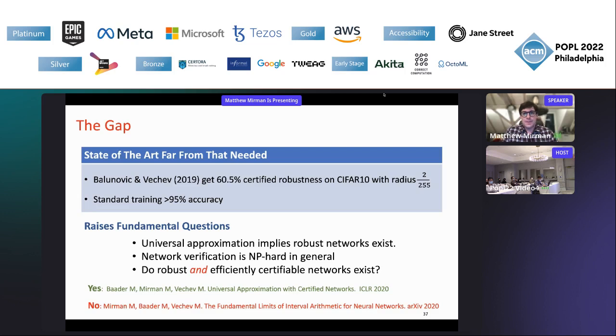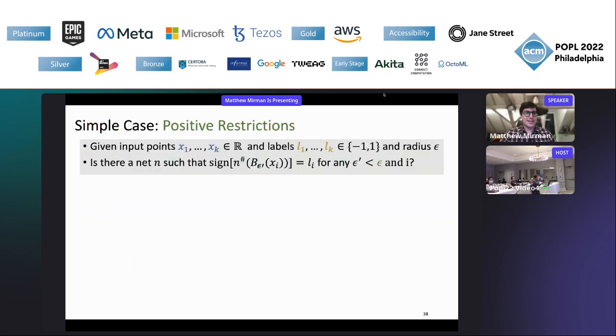But there are limits to this on the shape of the network and the types of certification, which we found in the next paper, the fundamental limits of interval arithmetic for neural networks. So now I'm going to explain how this is possible in more detail.